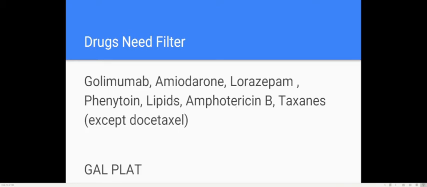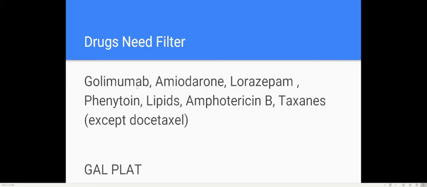So again, that exception you guys need to know because they could throw that in the test. And if you don't know the exception, you might pick it as needing a filter and you get it wrong, because docetaxel is not needed. So going over it one last time, drugs that need filters.